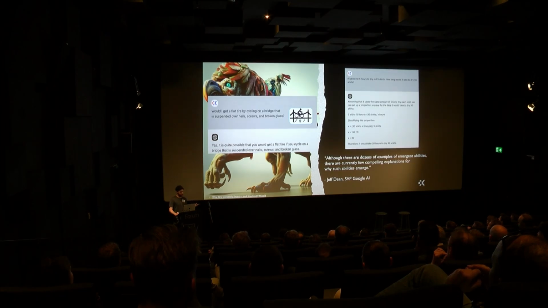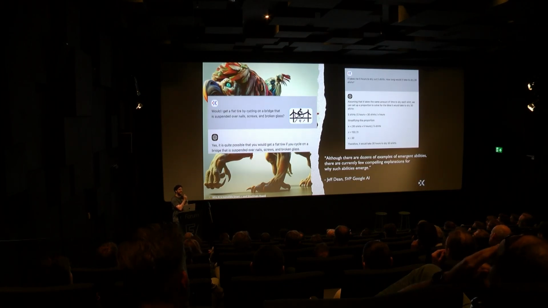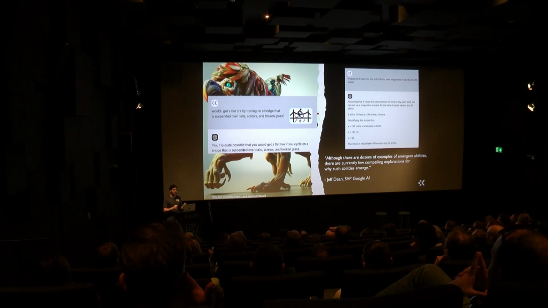So if you go and you cycle on a bridge that is suspended over nails, screws, and broken glass, would you get a flat tire? Everyone here would say no, because you're suspended over it. But the model, if you just look at where the words are in distance from each other, it kind of makes sense that you will say yes, because someone is cycling over nails, screws, broken glass. If you can't catch that the word suspended is changing everything, then you miss it.